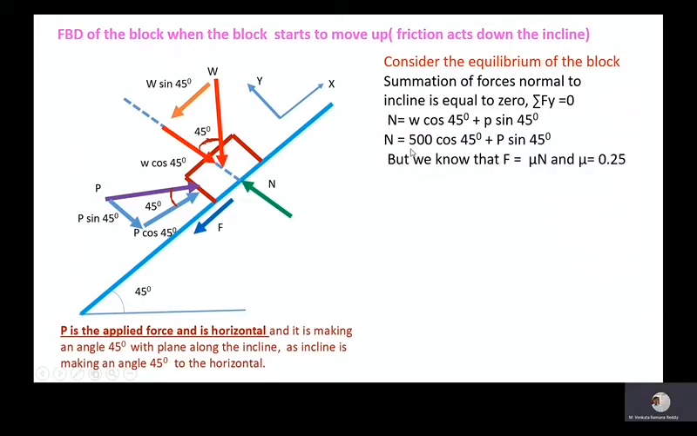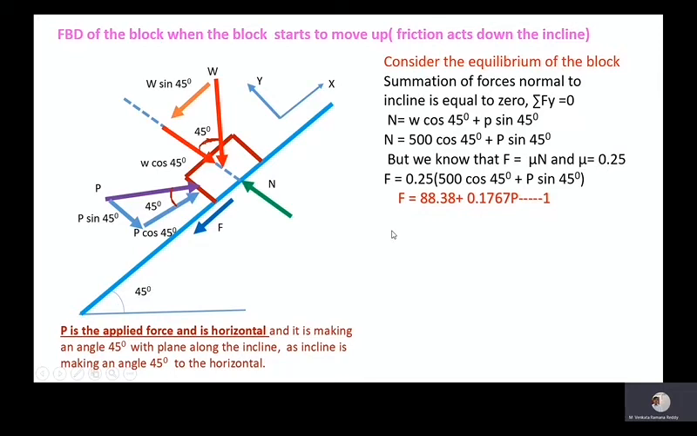After simplifying this, we know that F is equal to mu N, where mu is equal to 0.25. Substituting mu is equal to 0.25 and N is equal to 500 cos 45 plus P sin 45, F is equal to 0.25 into (500 cos 45 plus P sin 45). After simplifying that, we will get this equation, to be used later.